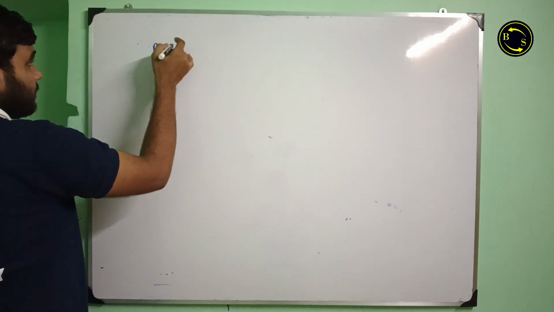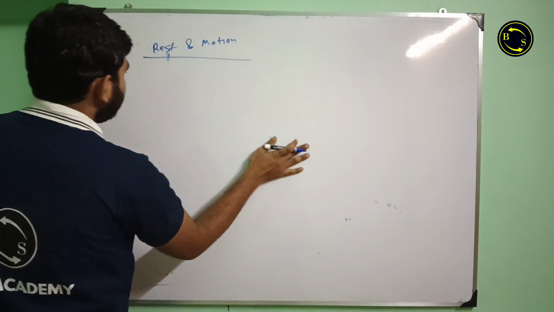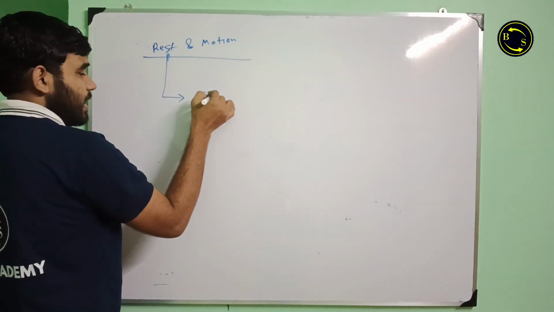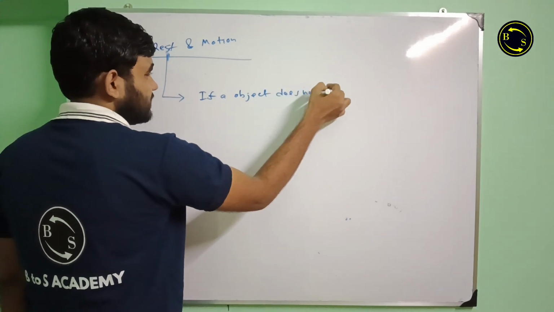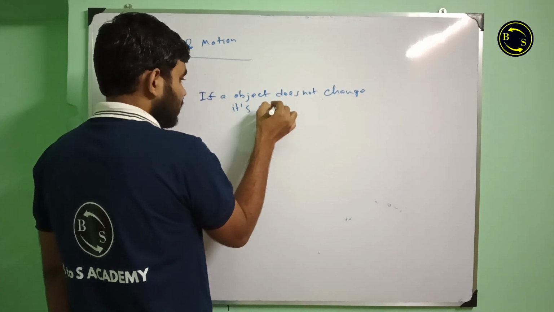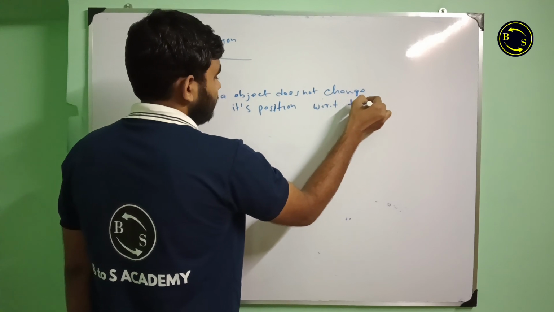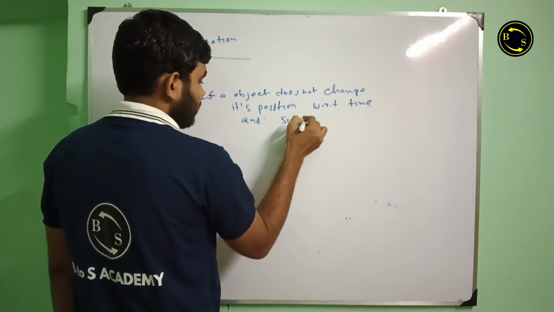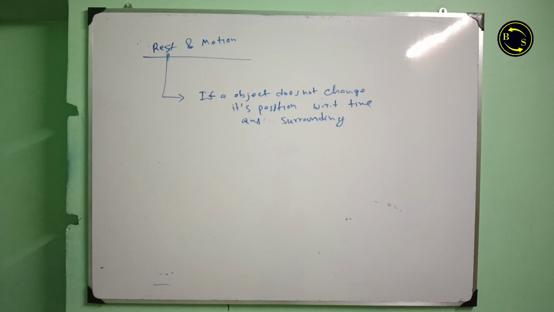What is rest and motion? What is rest? Rest means if an object does not change its position with respect to time and surrounding, then the object is called in rest.